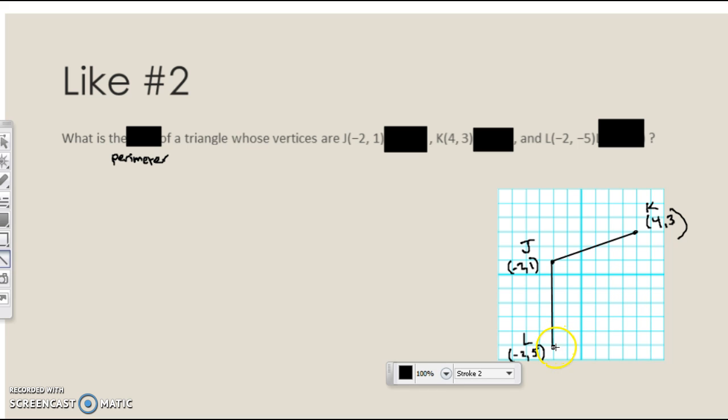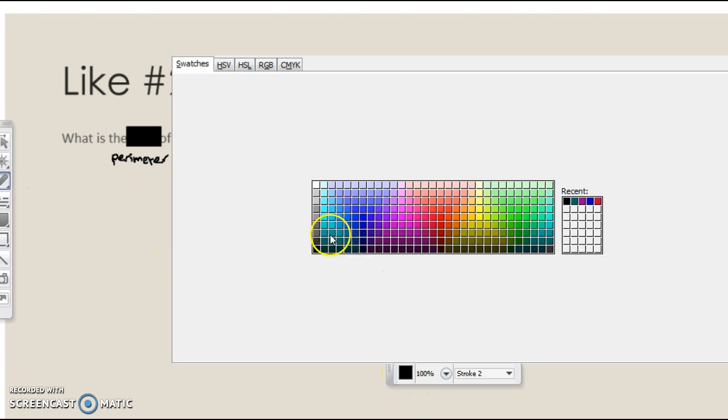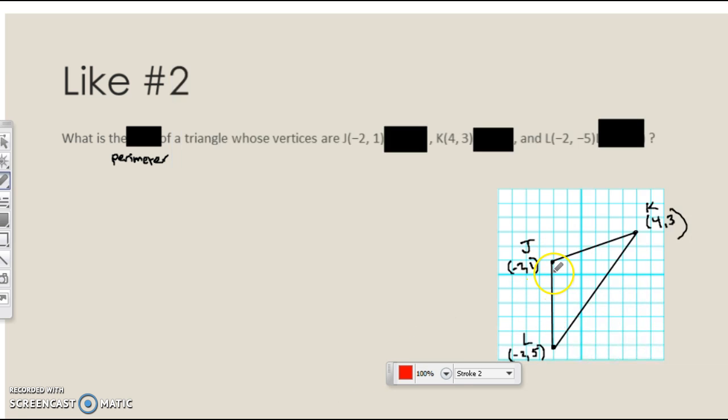Now, I know that they're asking me for the perimeter. Well, remember, perimeter is the distance around. So in order to find the perimeter, I have to know the length of each side. Now, when I take a closer look at this, I notice that I can just count up the length of side JL. I can say 1, 2, 3, 4, 5, 6. It is right on the graph, and so I can just count that up. So I'm in good shape there.